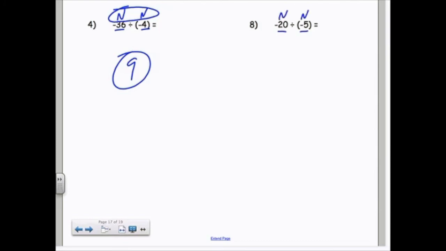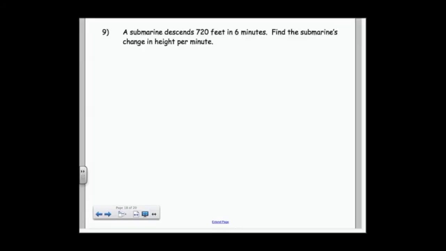-20 divided by -5. I first do 20 divided by 5, which is 4. Because the signs are the same, my answer is +4. So now we're going to use division of integers in word problems.